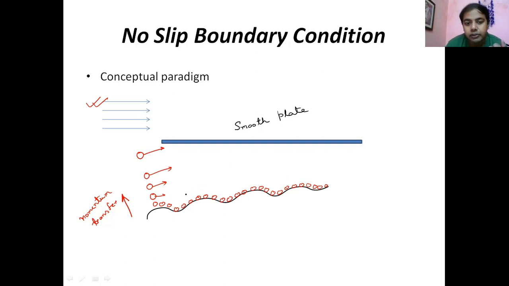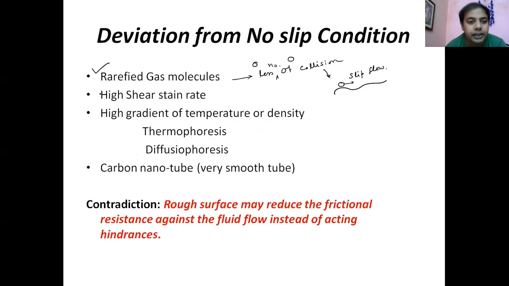So if you could give some high shear stress, a high rate of shear, then we can create the motion of these first-layer molecules. The next thing is, if you give a high shear strain rate, then it is possible to violate the no-slip condition. Next, some induced effects.